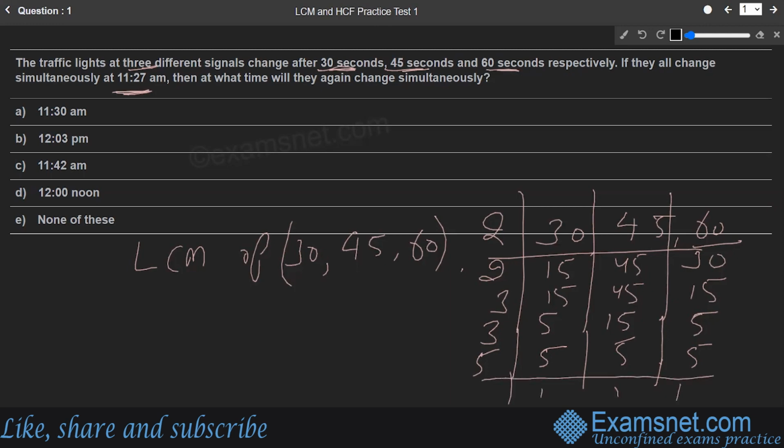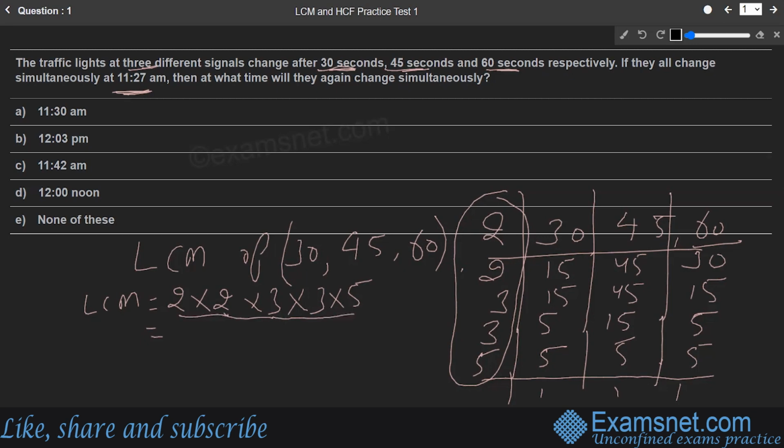So the LCM of 30, 45, 60 is going to be the product of all these divisors. So LCM is going to be how much? Let us multiply 2 into 2 into 3 into 3 into 5. If we do the product, 2 times 2 is 4, times 3 is 12, times 3 is 36, times 5 is 180. So the LCM of all these numbers is 180, and the unit of these three numbers was seconds. So after 180 seconds from the time they met together, they will again be changing simultaneously.